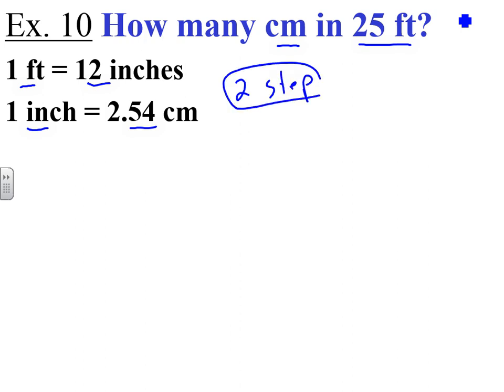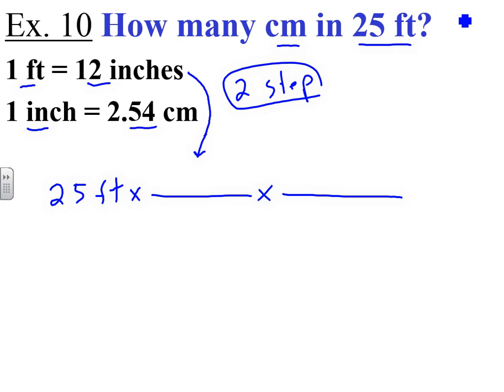We start the same way. We begin with 25 feet. Go ahead and put 25 feet. And then in this case, because it's a 2-step problem, we'll multiply by 2 conversion factors, like so. This conversion factor right here will take us from feet to inches, so we'll use this conversion factor in here, and this conversion factor will take us from inches to centimeters. So we'll use this conversion factor there.